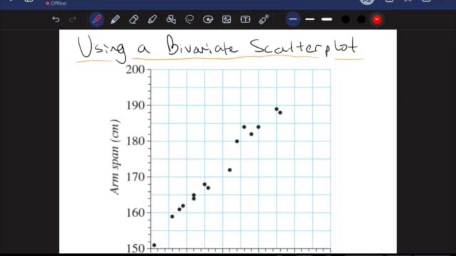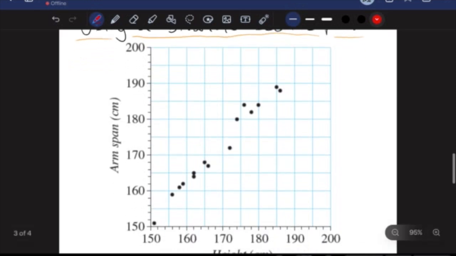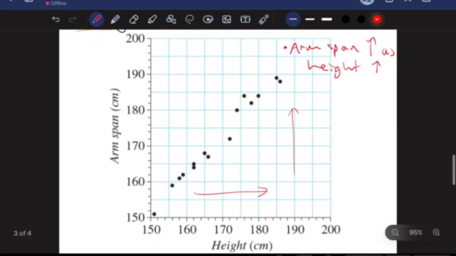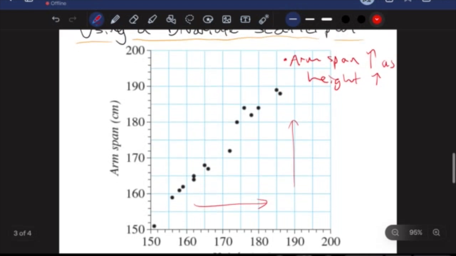Now just some initial things is we can see basically as my height is getting bigger, as my height's increasing, my arm span is increasing as well. So I'm just going to write that down. So arm span increases as height increases. Okay, that's one thing. And another thing we can see is that the dots on our scatter plot appear really packed in.